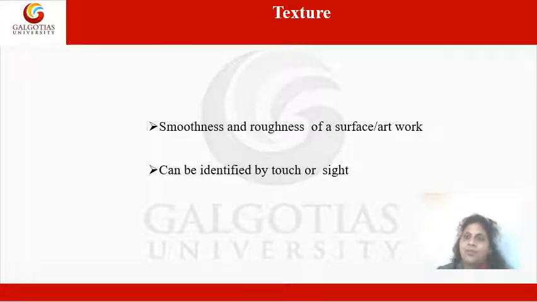If you remember, we talked about charcoal. Charcoal is not very smooth. It is rough. Same is with the color. So the combination of different colors creates either smoothness or roughness of the surface or of the art. See, it can easily be identified either by touching or by seeing.